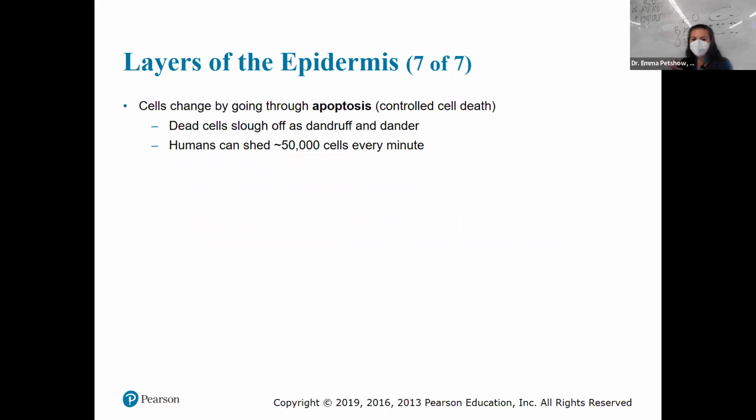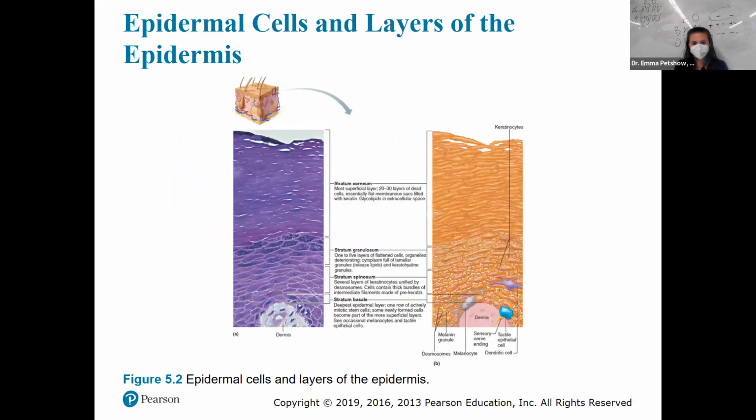And these cells do go through apoptosis, programmed cell death. The dead cells will slough off, and humans shed a bunch of cells per minute, which is gross, but it's true. There you go. That's about it. So if you're a visual person, this shows you the different layers, stratum corneum being the thickest layer, but they're really dead cells on top of each other, stratum granulosum, spinosum, and basale.